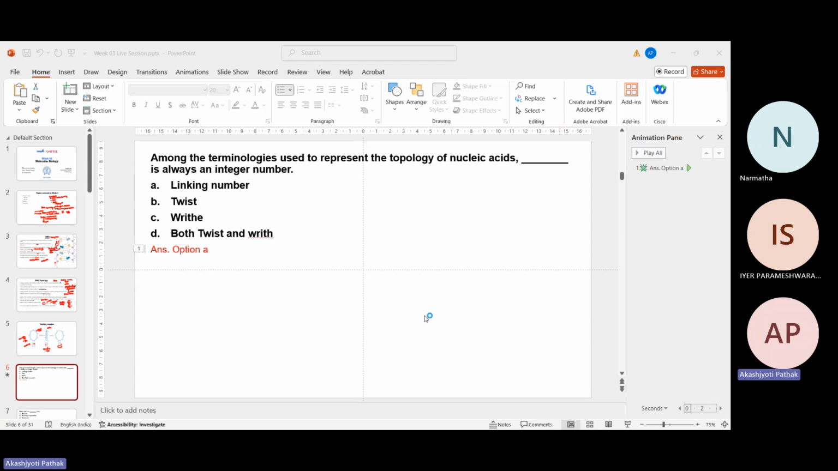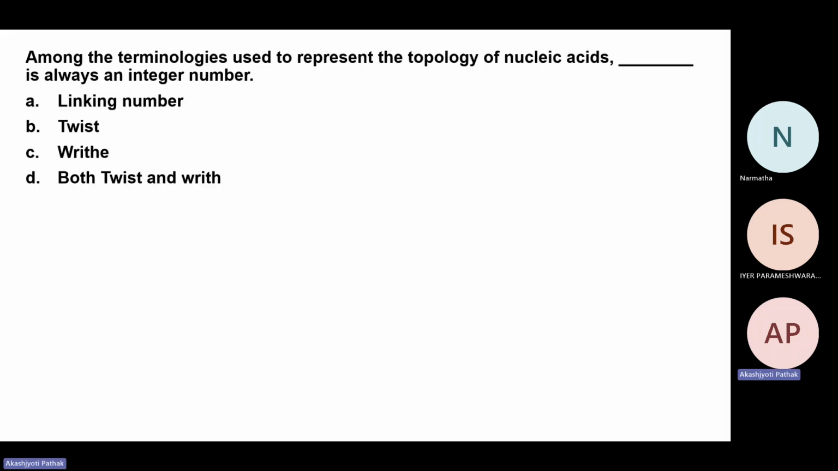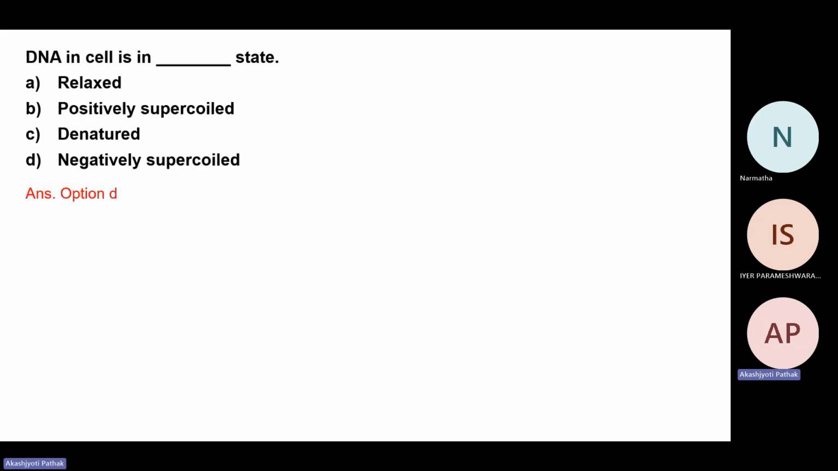Yeah, the answer is option A. Okay, so the answer is option A, linking number. The linking number is always an integer. Okay, linking number, you remember that linking number is always an integer.